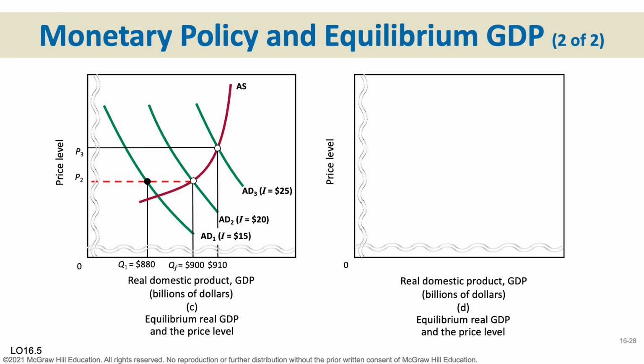But let's say we're currently at AD1, where investment was $15 billion. So I think that was associated on the prior graph at a 10% interest rate. So if we increase money supply, then we decrease interest rates, which lets investment go up from 15 to 20 billion, and that shifts our aggregate demand curve from AD1 to AD2, and we would be at full employment.